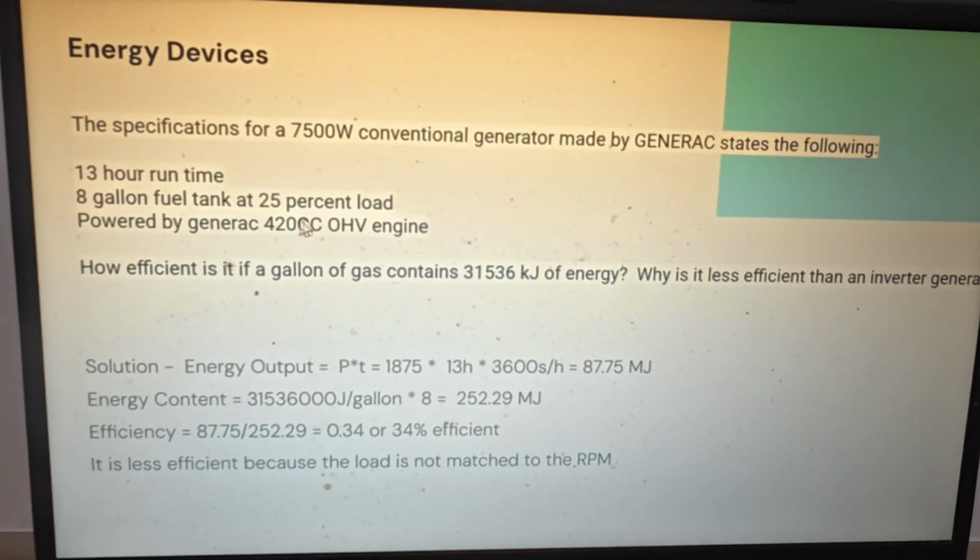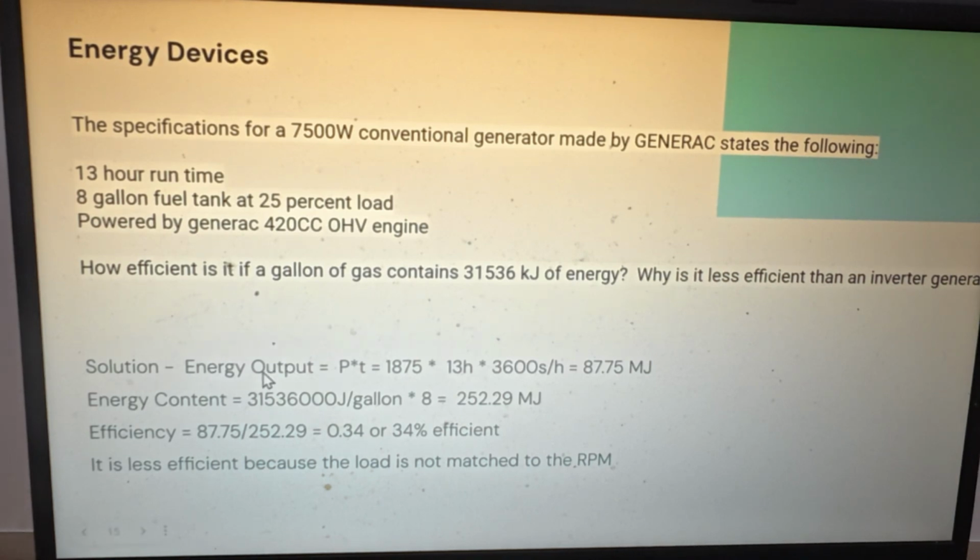This is not that important, although I state it here. It's just something from the brochure for this generator. How efficient is it if a gallon of gas contains 31,536 kilojoules of energy? Why is it less efficient than an inverter generator? So let's go look through the solution.